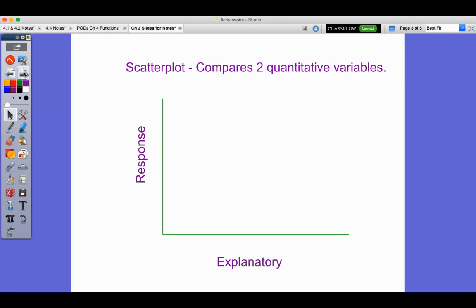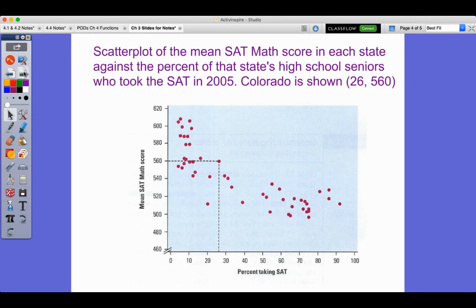All right, and then you get something like this. Okay, so this is the scatter plot of the mean SAT math score in each state. So there's 50 dots here. Each dot represents one state against the percent of the state's high school seniors who took the SAT. And this was in 2005. Colorado is shown, and the explanatory variable is 26, the percent taking the SAT. 26% of students took the SAT, and the mean SAT math score was 560.